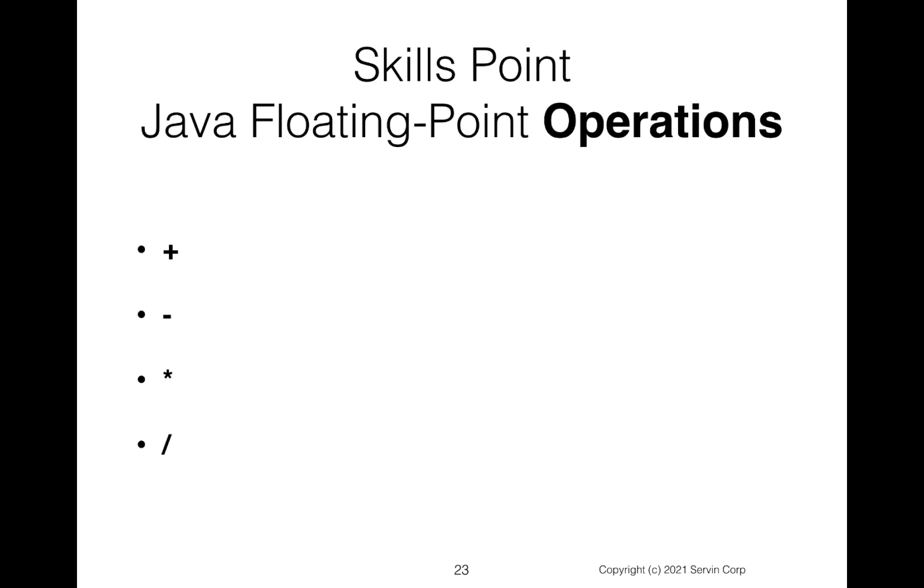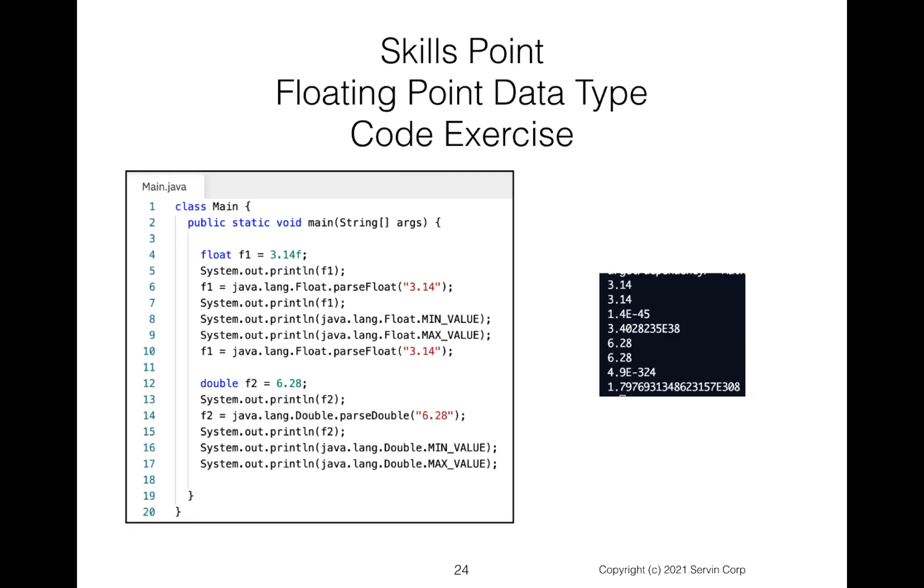The operators for floating point: you can do addition, subtraction, multiplication, and division. So here's an example of doing the floating point. Again, I encourage you to type in this code and run it. The ones that are probably most interesting, notice at line 6, we can do a parseFloat. So if you need to parse something into a floating point value, notice that you can give it a string and you can indeed parse that.